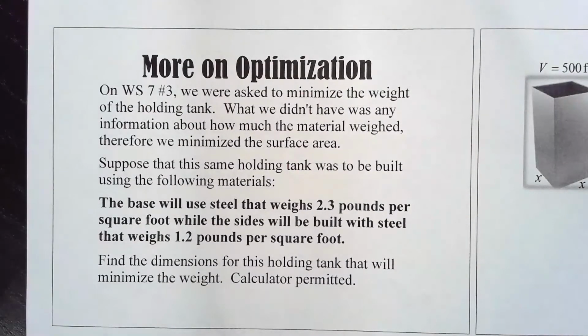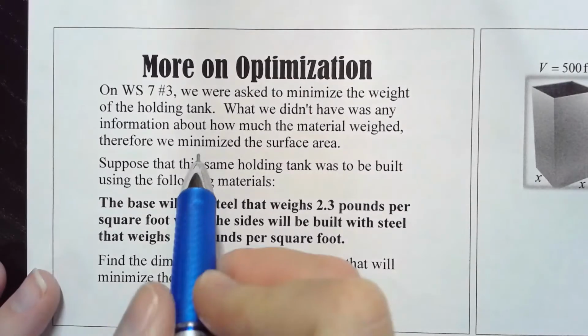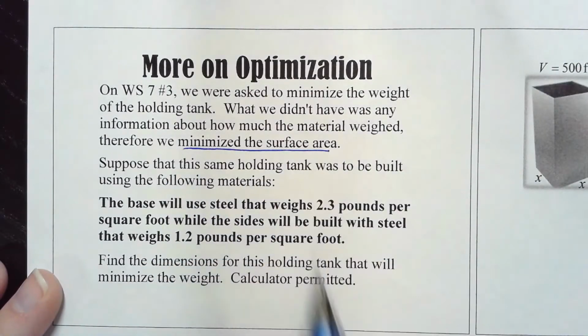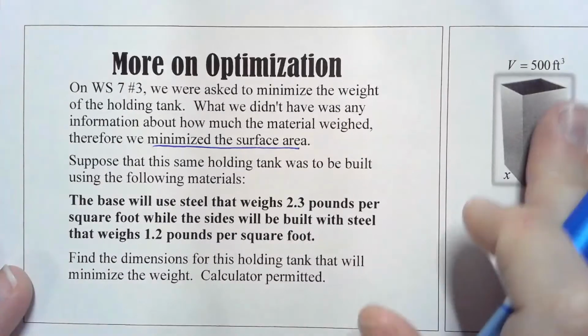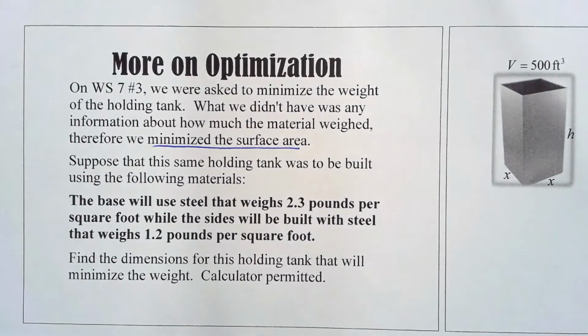So typically we would say, well, we need to write an equation for the weight so that we can take its derivative and set it equal to 0. Well, unfortunately, we could not, in our homework, write an equation for weight because we didn't know anything about the weight of the material. So we said, well, let's just minimize the surface area of this tank, because if we minimize the amount of material we use, we would then be minimizing the overall weight.